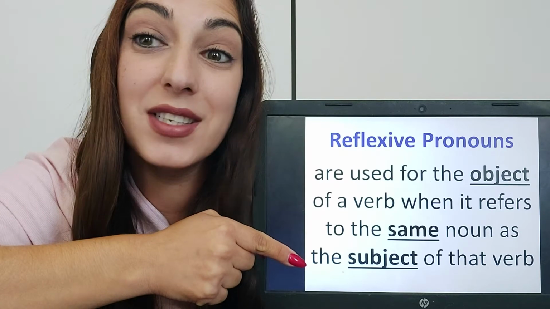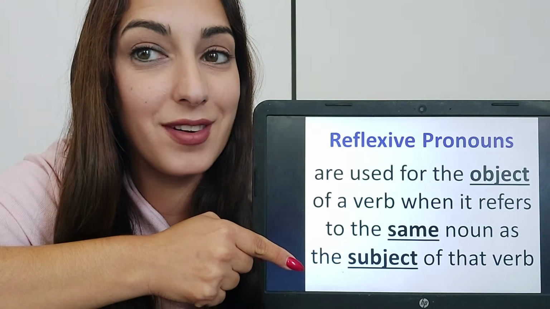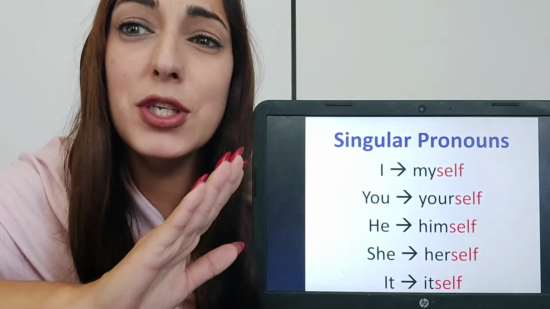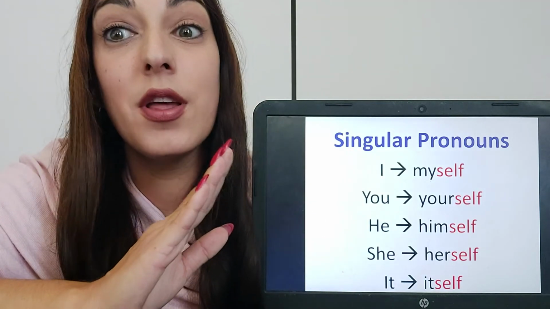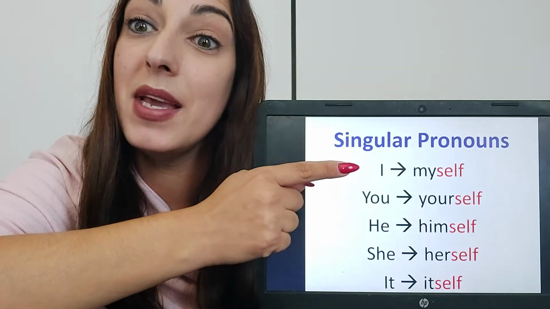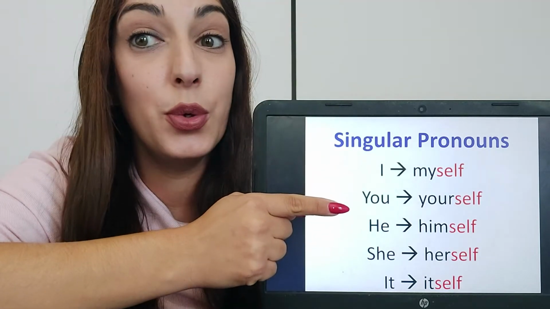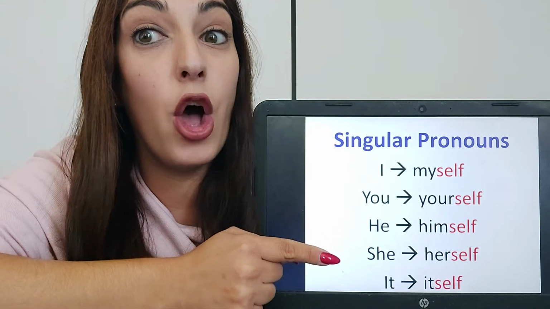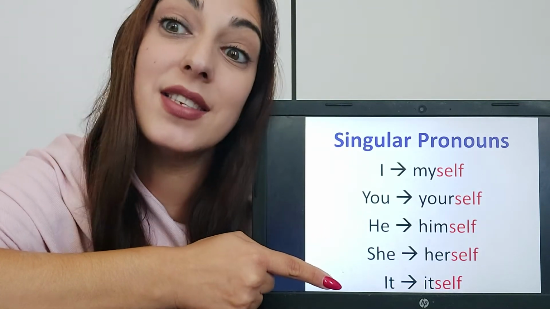So remember this structure as I talk about reflexive pronouns, because reflexive pronouns are used when the object and the subject are the same person or the same thing. Let's have a look at what I mean. Well, first of all, I'll tell you what the singular reflexive pronouns are. I becomes myself, you yourself, he himself, she herself, it itself.